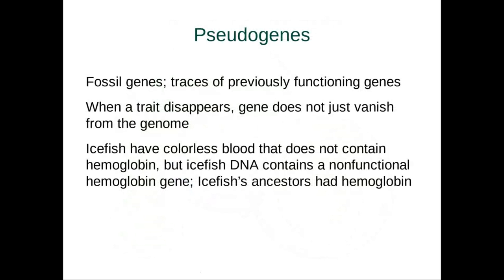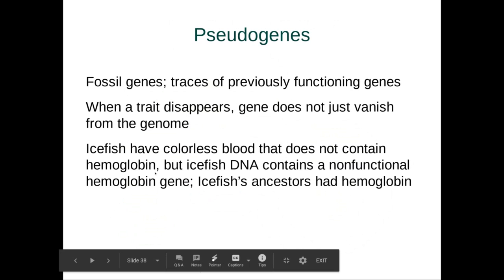So that's fun. Now, at a genetic level, we can actually see similar things. In your genome, you have what are called pseudogenes. Pseudogenes are essentially fossilized genes, vestigial genes, traces of previously functioning genes. When a trait disappears from a population, the gene itself doesn't just vanish from thin air. It takes a really, really long time to get rid of a gene from your genome. So these are what we call pseudogenes, genes that used to produce traits, but the traits are now gone from the population, but the genetic information for that gene still largely exists in your genome, but it's non-functional.